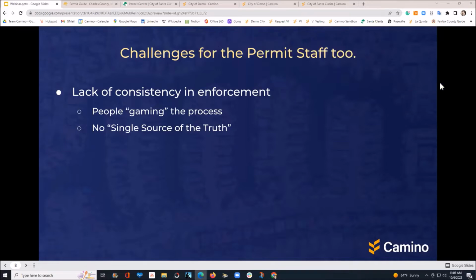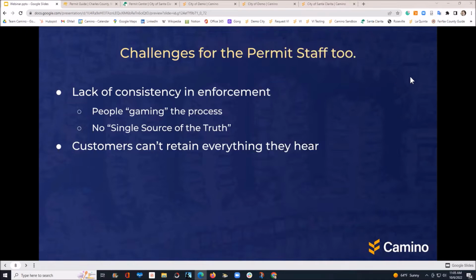There is no single source of truth, right? People have different ideas. I mean, there is a single source, but it doesn't exist today. And customers can't retain everything they hear. Invariably, when they're gathering information, the permit tech has a lot of great information, but it might include some random PDF documents and additional information that they have to scribble down and keep track of. It's hard for these people to retain everything.